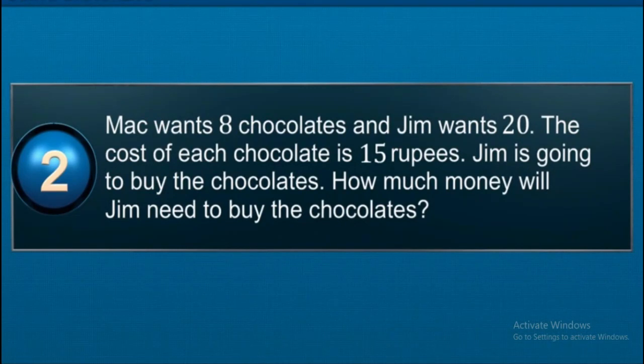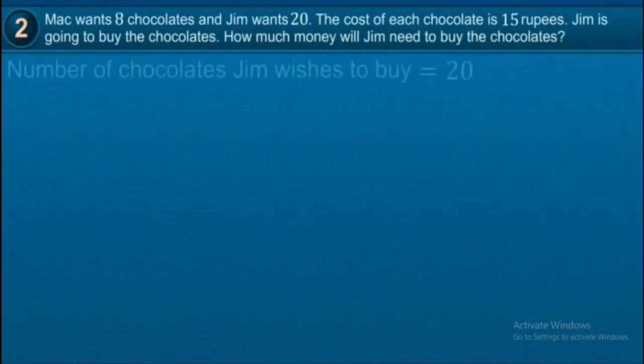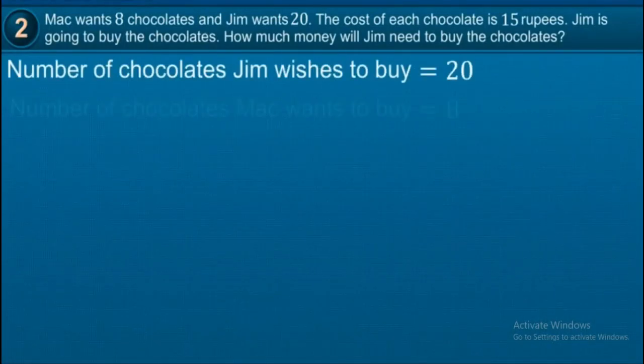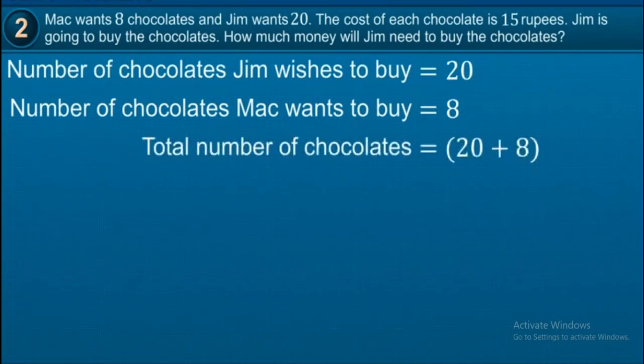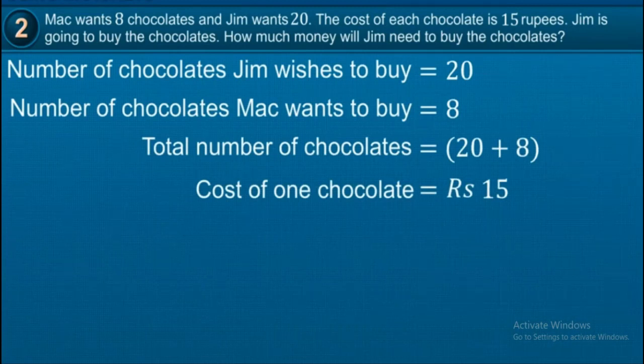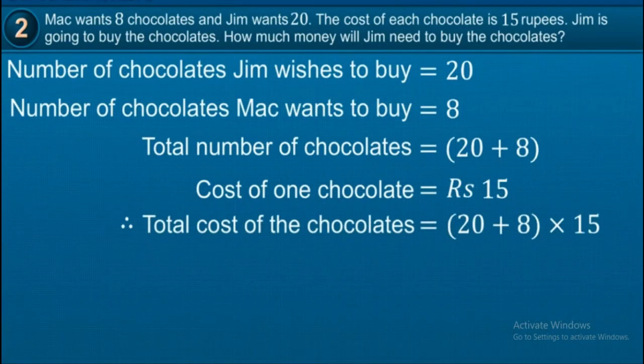Mac wants 8 chocolates and Jim wants 20. The cost of each chocolate is 15 rupees. Jim is going to buy the chocolates. How much money will Jim need to buy the chocolates? Jim wants to buy 20 chocolates and Mac wants to buy 8 chocolates. The total number of chocolates is 20 plus 8. And the cost of one chocolate is rupees 15. So, the total cost of the chocolates is equal to (20 plus 8) into 15, which is equal to rupees 420.